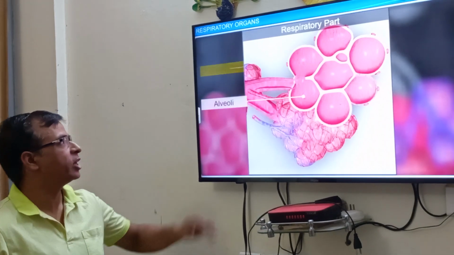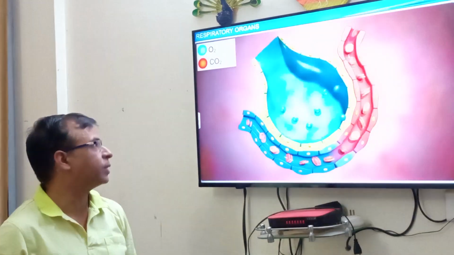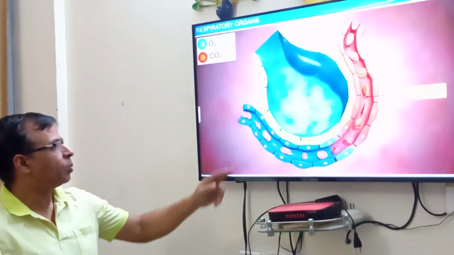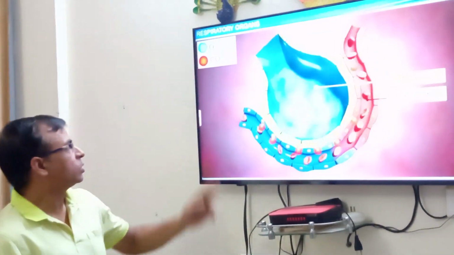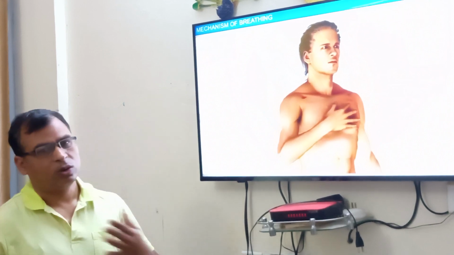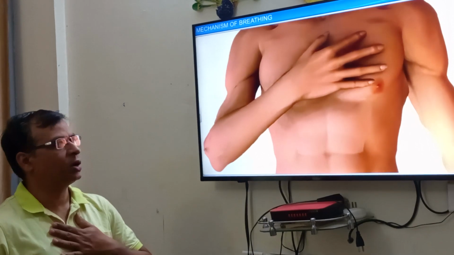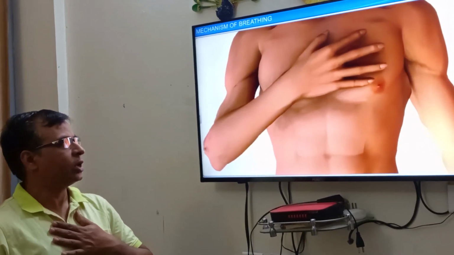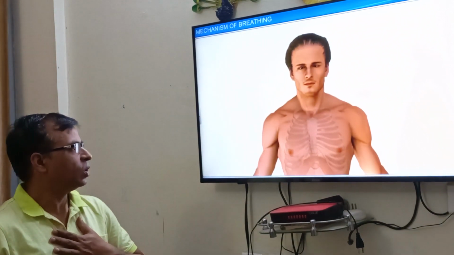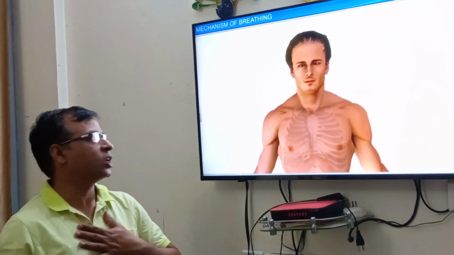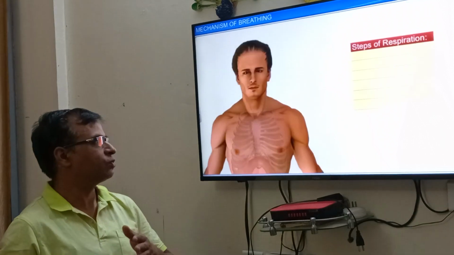This is under the respiratory part. It consists of the alveolar duct and the alveoli. This is the main site of the exchange of the gases, oxygen and carbon dioxide. When we put our hand on the chest, we can feel the contraction. When we raise the chest, that is inhaling, and when we lower the chest, that is exhaling of the gases, which is called expiration.